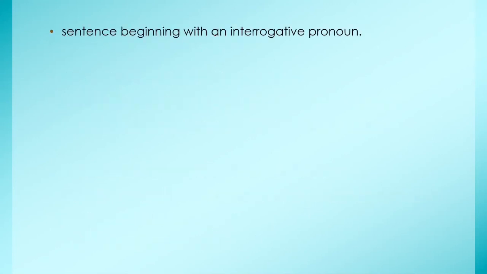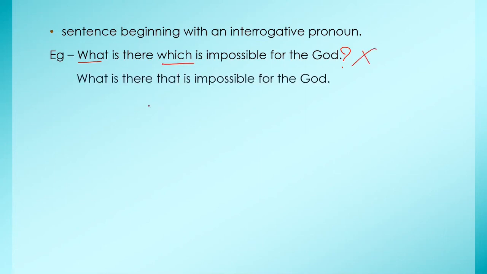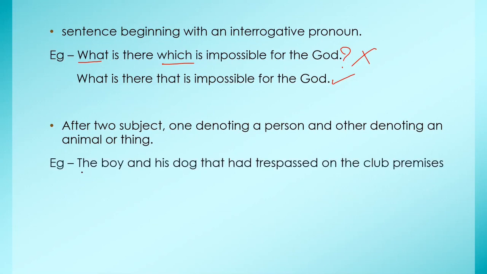Third, a sentence beginning with an interrogative pronoun. Example, what is there which is impossible for the God? What is an interrogative pronoun, and that's why we use that, not which. So this sentence is wrong. The correct sentence will be, what is there that is impossible for the God? Fourth, after two subjects, one denoting a person and the other denoting an animal or thing. Example, the boy and his dog that had trespassed on the club premises were turned out.